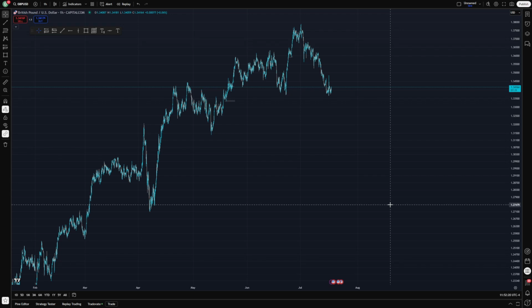This one, we're showing you about breaker blocks. First of all, they're basically an order block that's failed. Let's say it's a bullish order block. Price comes back below and closes through the order block with momentum.